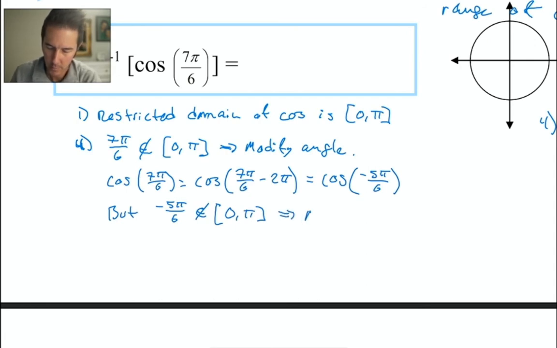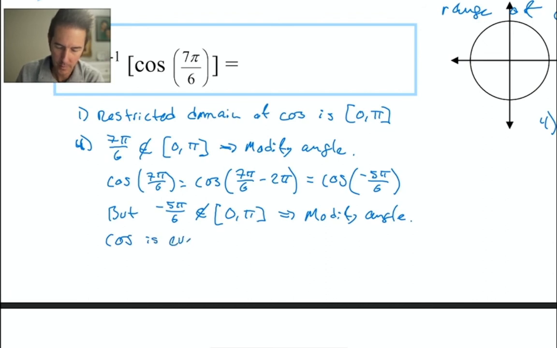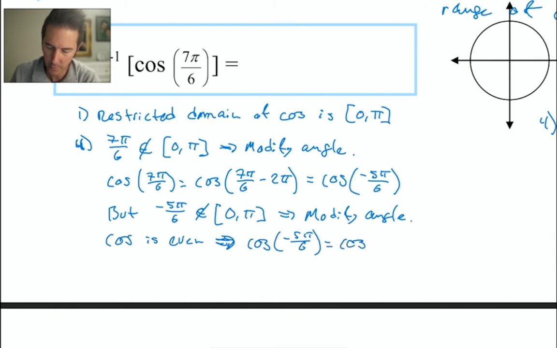So we're going to modify the angle again. Isn't this fun? Remember that cosine is an even function. Cosine is even. Therefore, the cosine of negative 5 pi over 6 is equal to the cosine of positive 5 pi over 6.